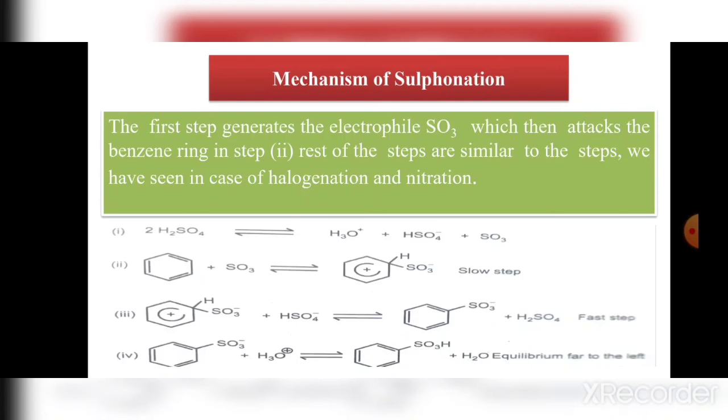That means for sulfonation we require H2SO4 in presence of SO3. If anyone asks the question, how will you convert benzene to benzene sulfonic acid, at that time you use H2SO4 in presence of SO3. That means benzene is converted into benzene sulfonic acid.